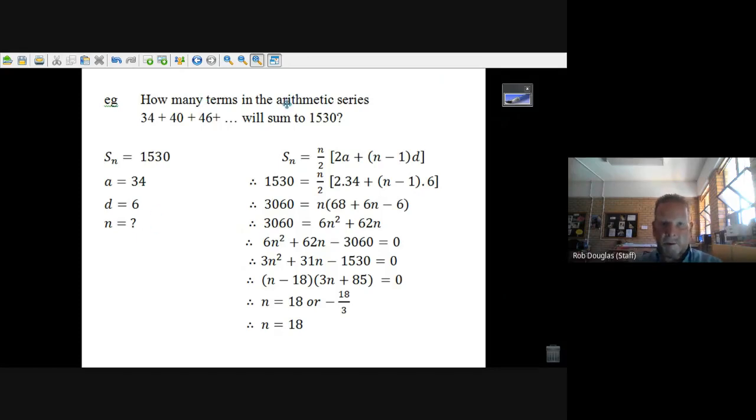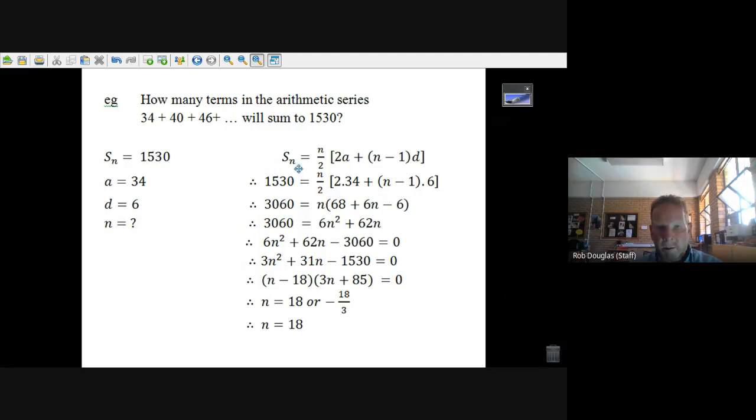Now here's a question that's a little bit more challenging, I think. How many terms are in the arithmetic series 34 plus 40 plus 46 so that the sum of this arithmetic series is 1,530? Well, we know the sum is 1530. We know the first term is 34. We can see the common difference. It's going up by 6. 40 minus 34 is 6. The question is, let's figure out n.